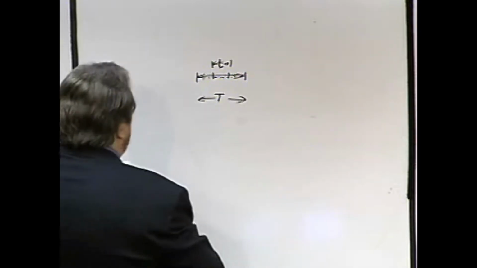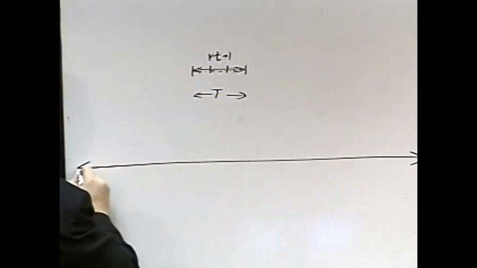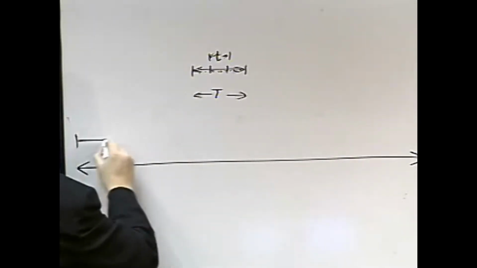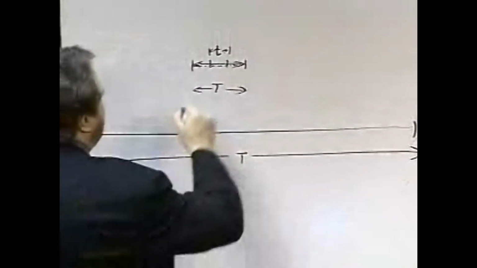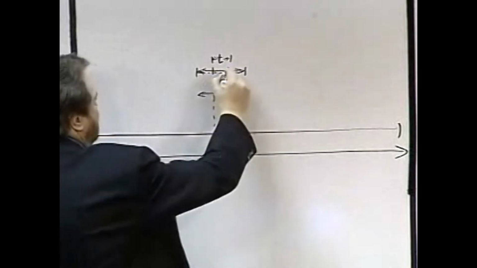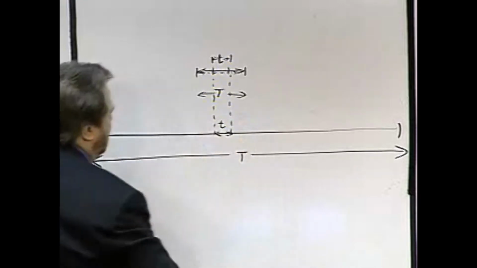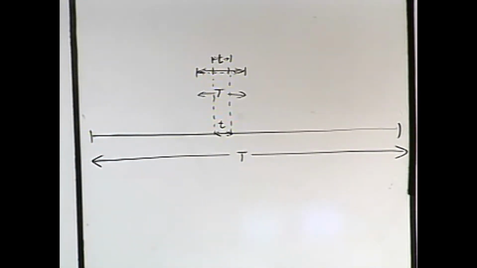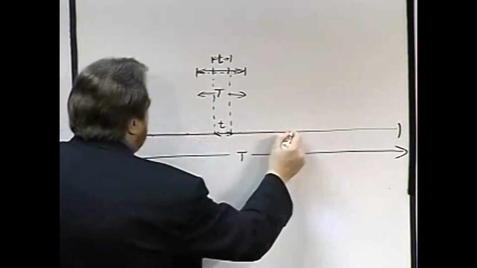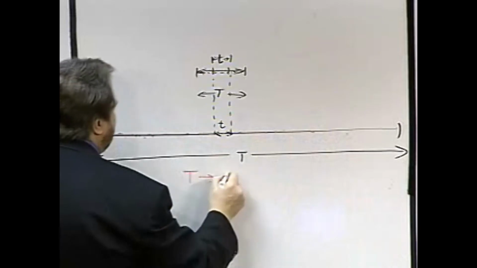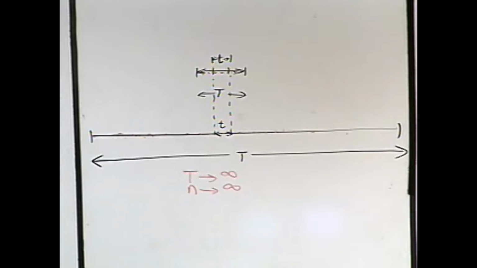What we are going to do is let T get very, very big, so T is going to get really, really big, fill up the entire board. So here is going to be T. And our interval, little t, is going to stay exactly the same. And also the number of points is going to increase. So that means that T will go to infinity and n will go to infinity in some sort of manner.